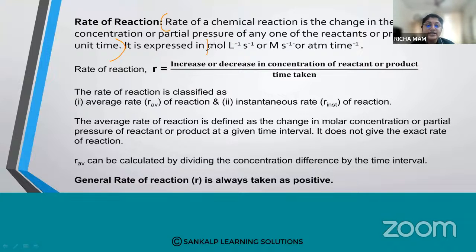Then it is called the rate of reaction. How is it expressed? Please remember the units, as units are very important: mole per liter per second is the unit of rate of reaction. So rate of reaction, R, is given as the increase or decrease in concentration of reactant or product.